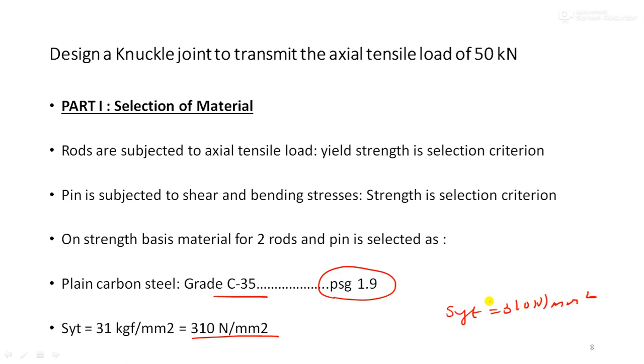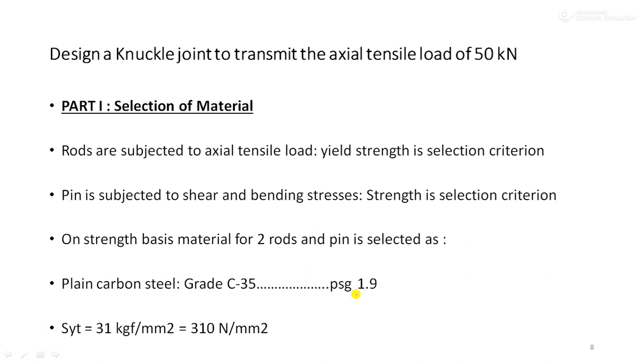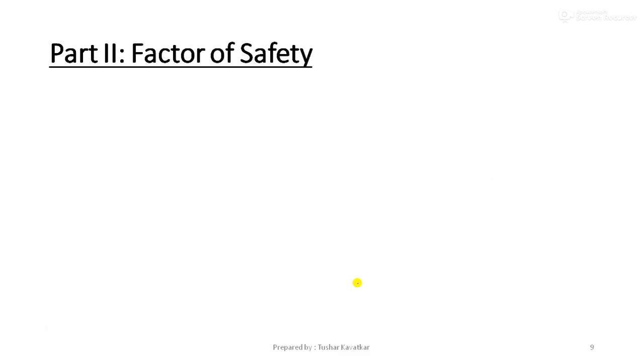Now we have to do the design analysis, that is stress analysis, and see that the design of the knuckle joint under the tensile loading of 50 kN will not fail. All the stresses will be under this limit, that is Syt equal to 310 newton per mm square. So Syt is the failure criterion for this particular design.